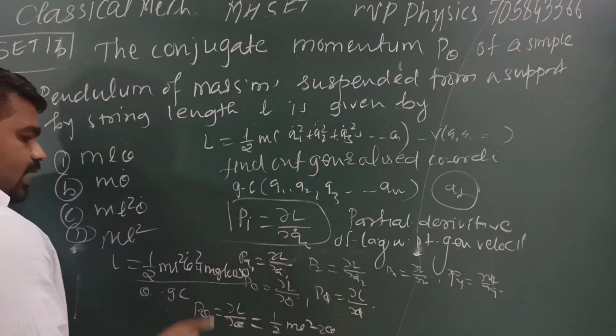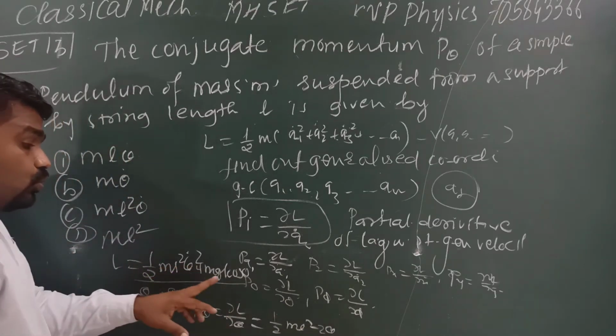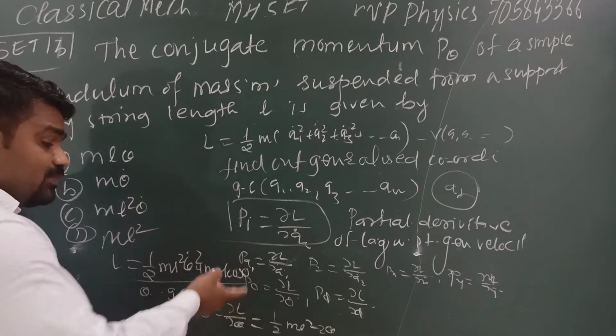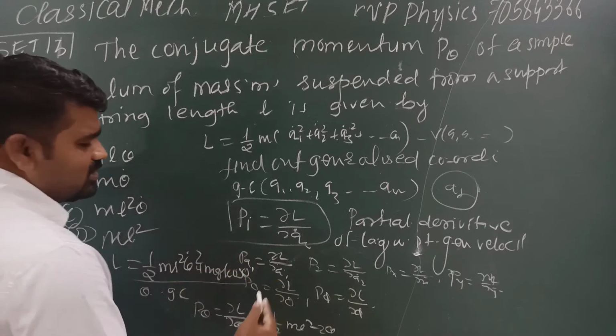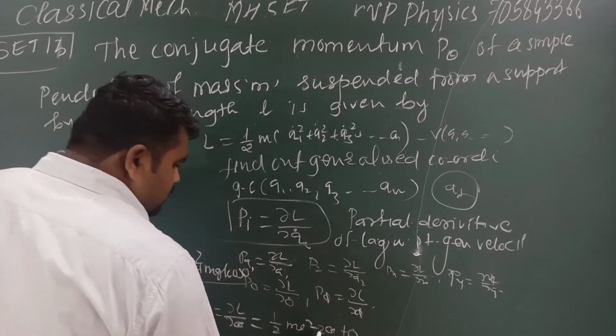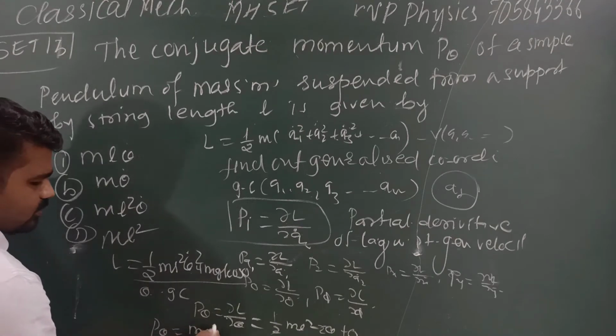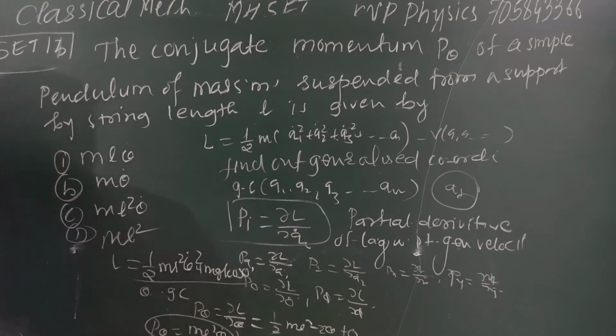It is 2 theta dot. And what about mgl cos theta? Here cos theta is not a function of theta dot, it is a function of theta only. So with respect to theta dot, cos theta is constant, and the derivative of a constant is 0. The 2 and the 1/2 cancel, so p theta is equal to ml squared theta dot.